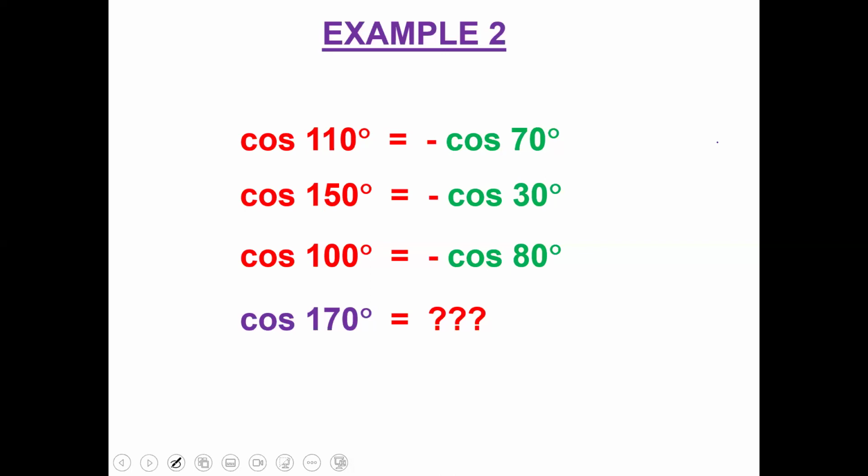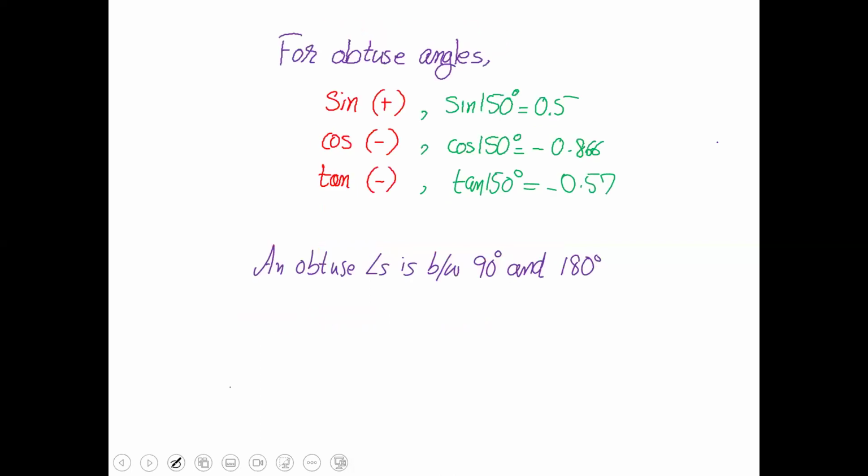In cos, the value is the same, but plus becomes minus. It is the second quadrant where cos becomes negative. For an obtuse angle, sine remains plus. For an obtuse angle, cos becomes negative. For an obtuse angle, tan is also negative. In the paper, if you forget, you can always use the calculator. The calculator can confirm whether you are using the right property or not.